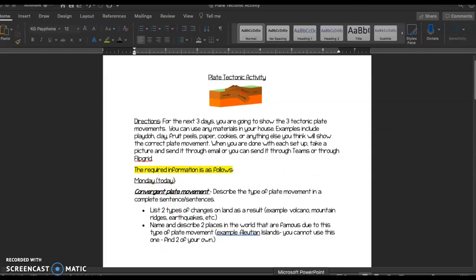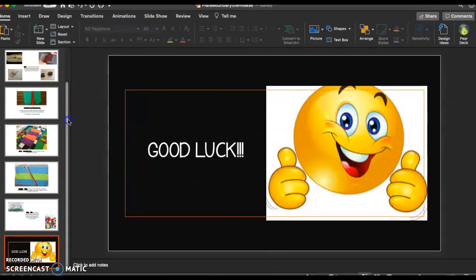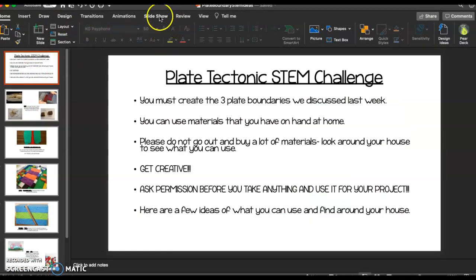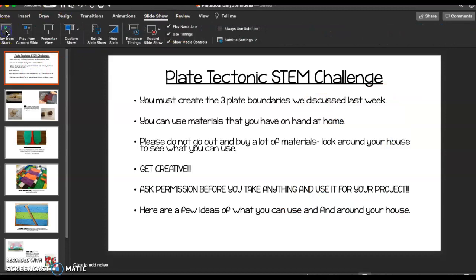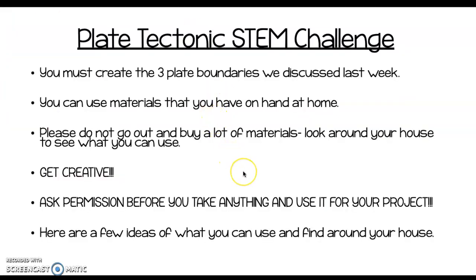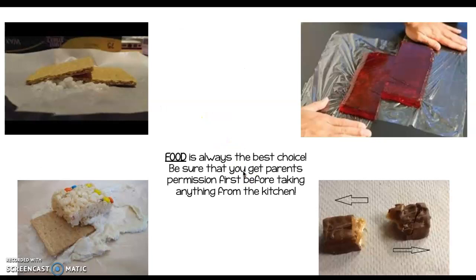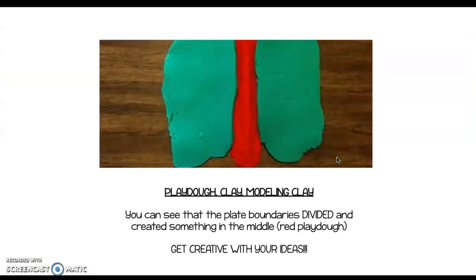So some of the ideas that you can use are, I created this little PowerPoint for you to kind of help you out. Some of the materials that you can use are food. Okay, food is always the best choice, but be sure to get permission from your parents before taking anything from their kitchen. You don't want to be taking dinner. But here's some graham crackers, there's Jell-O, Rice Krispie treats, candy. There's a whole endless possibility with food if you just take the time and kind of get creative with it.